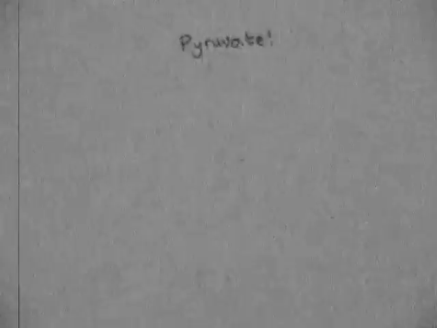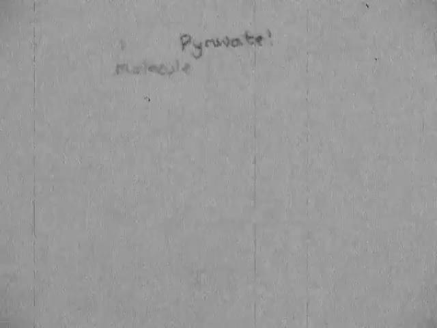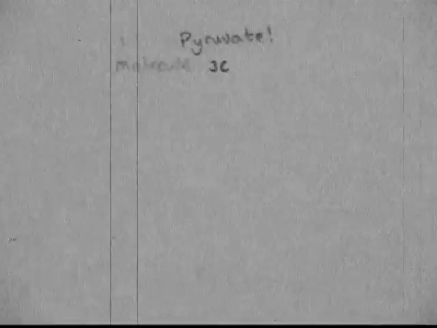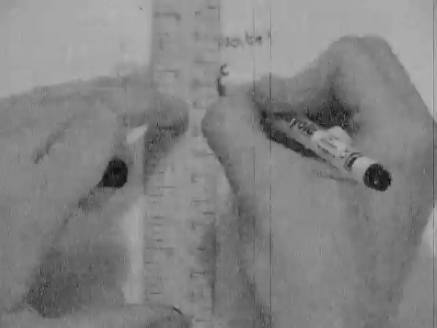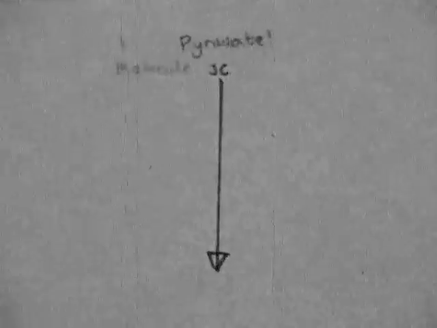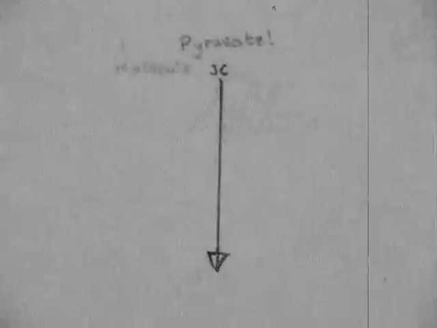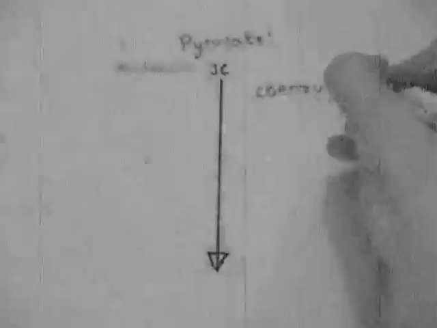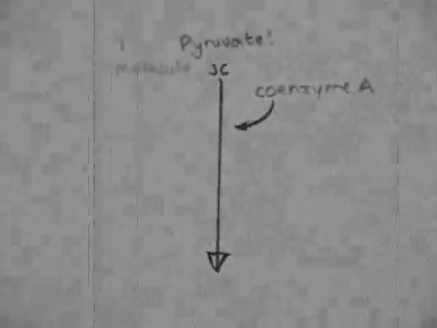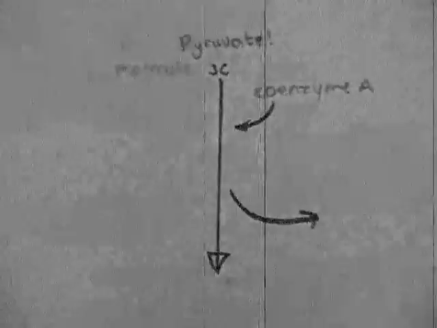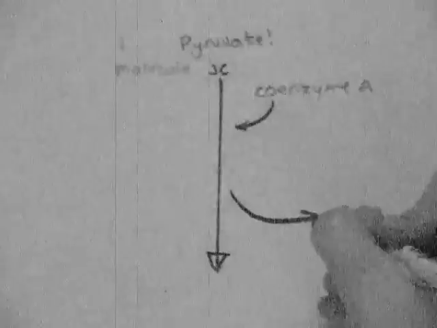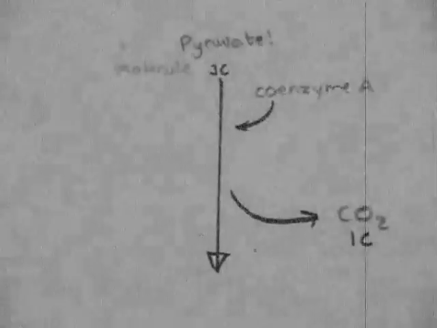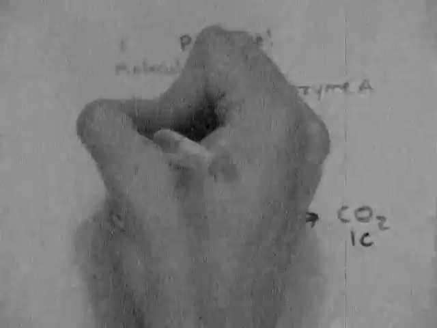Here we see one molecule of pyruvate. Don't forget it's a 3-carbon compound. First, it is joined by a molecule of coenzyme A. Unfortunately, this leads to the release of the dastardly waste product carbon dioxide, which contains 1 carbon atom. Don't worry, boys, there's plenty more where that came from.